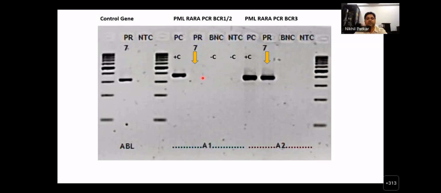So this is a PCR for this patient, and you can see that this is negative for BCR1 and 2, and this is positive, as you can see by this RT-PCR, for the BCR3 breakpoint. So this is acute promyelocytic leukemia.